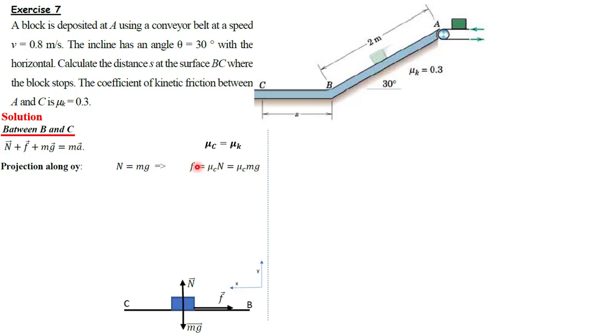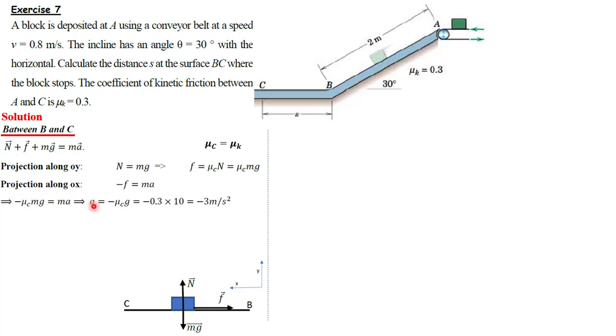Okay. We have now the friction force. We can project along x. So along x, we just have the friction force, and the projection of F along the x-axis will give minus F equal max, and ax is equal to a. Let's substitute F with mu mg, so minus mu mg is equal to ma.